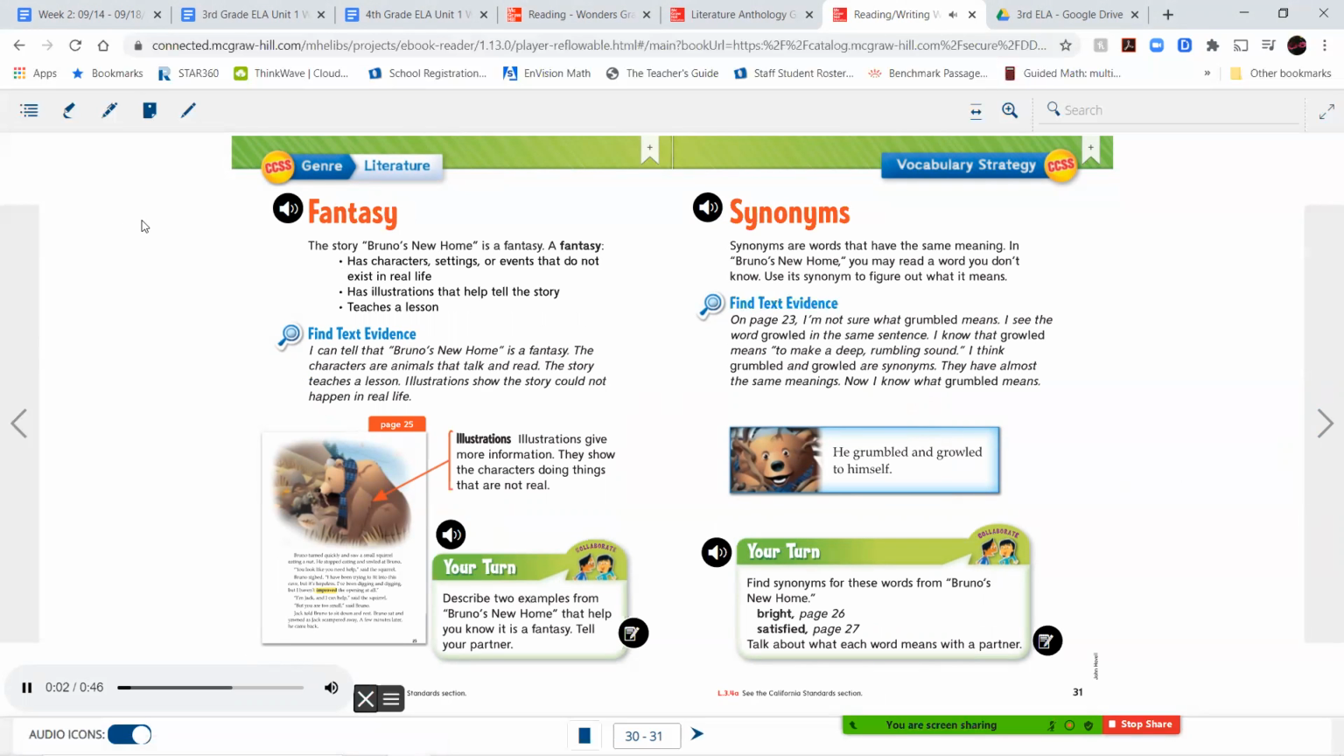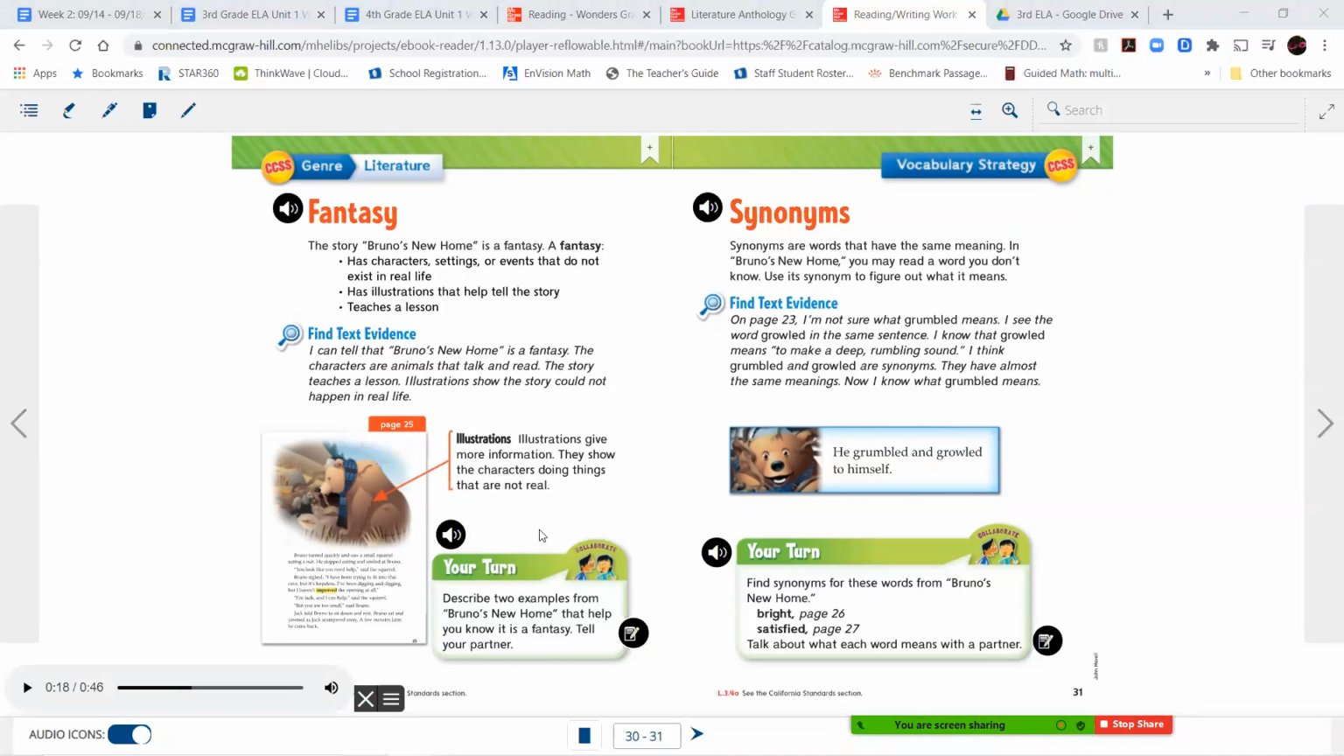Fantasy. The story Bruno's New Home is a fantasy. A fantasy has characters, settings, or events that do not exist in real life. Has illustrations that help tell the story. Teaches a lesson.